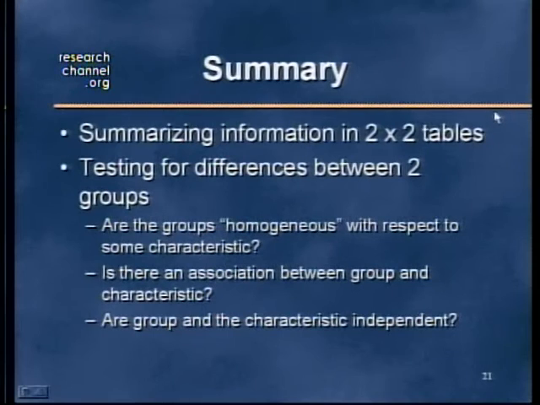So I hope that this made some sense. If we looked at testing differences between two proportions, we're really asking, are the groups the same with respect to some outcome or characteristic? Another way of phrasing that is by asking the question, is there an association between group and characteristic? In other words, between treatment group and response. Another way of phrasing that is asking, are group, treatment group, and response independent? But we would use a chi-square statistic to answer the question however it's phrased.